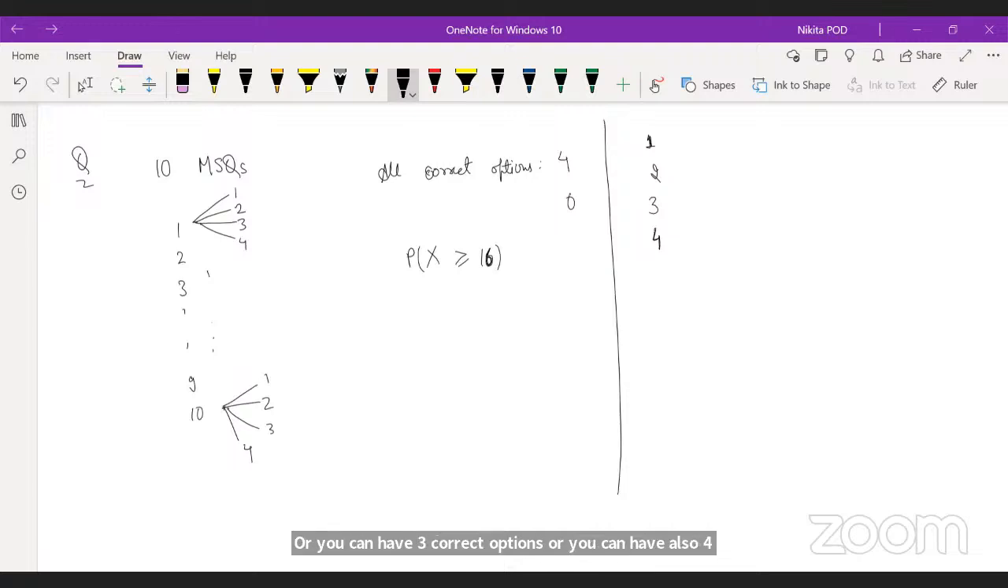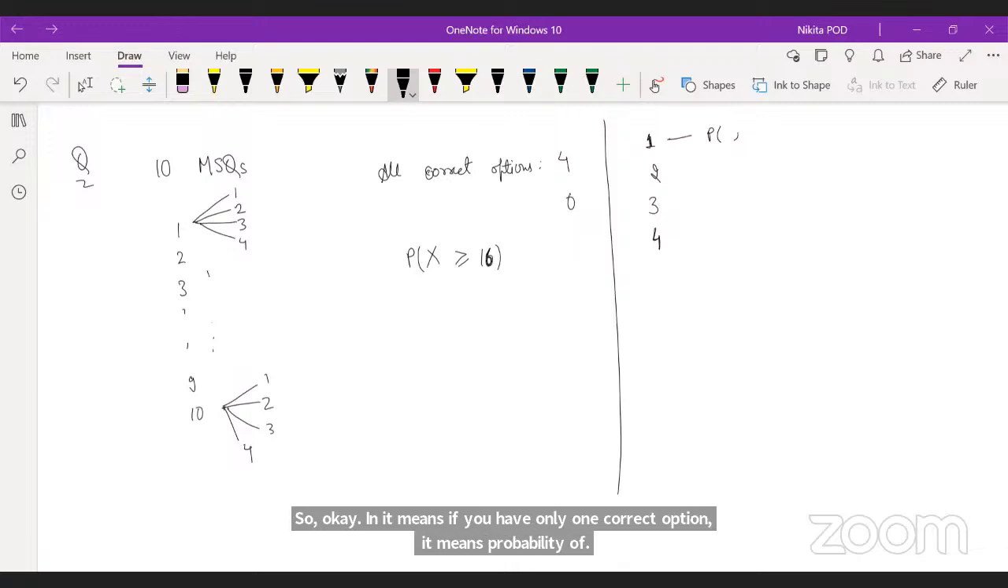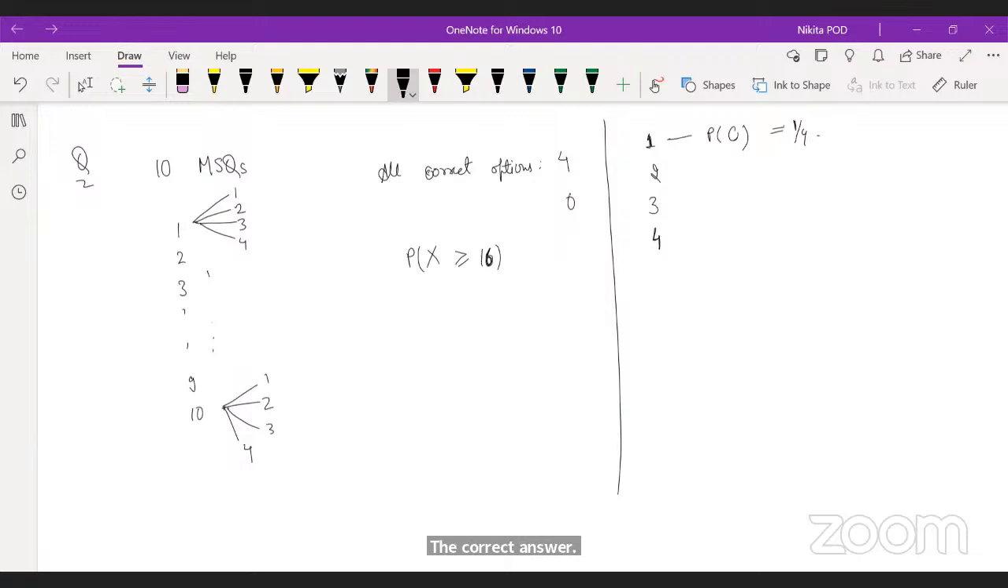If you have only 1 correct option, then what happens? It means the probability of the correct answer is 1/4. If you have 2 correct answers, but we should not look at correct answers, right?